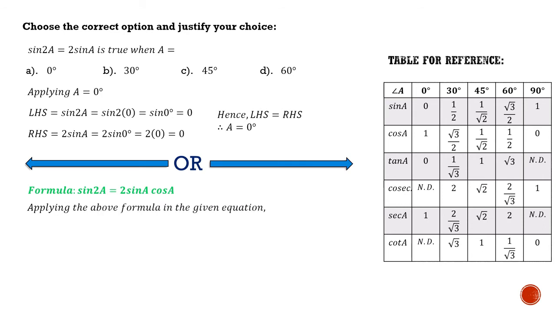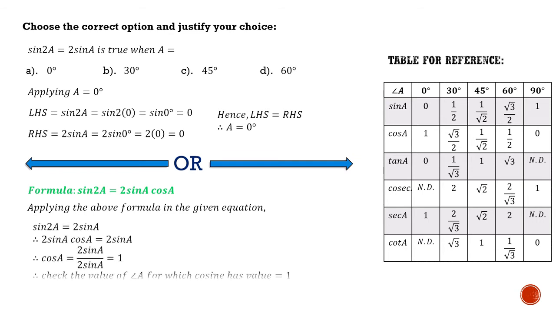I am applying this formula in the above given equation, and that will help me attain the answer. If you can see here, sine 2a is equivalent to 2 sine a cos a, so I will replace my sine 2a with 2 sine a cos a, which will be equal to 2 sine a. And if I do the calculation, what I will get is cos a is equal to 1. Now cos a equal to 1 is valid only for the value of angle a equal to 0, and that's our answer: a should be equal to 0 for cos a to be equal to 1.